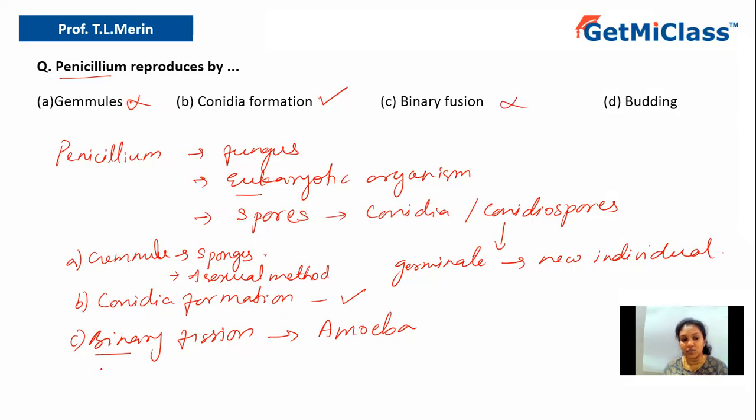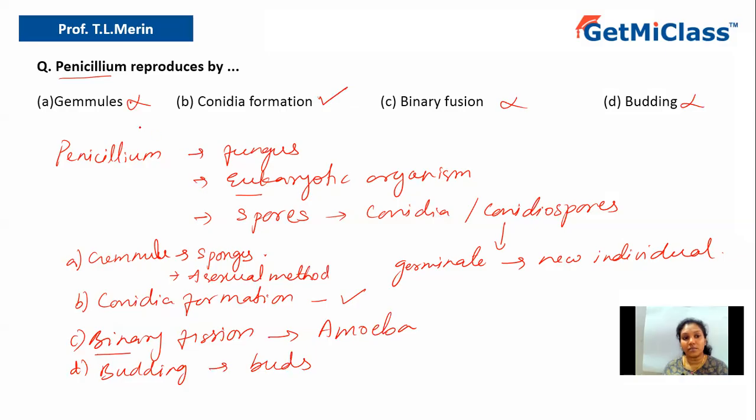Option D says budding. So what do you understand by budding? Budding is a process where tiny outgrowths called buds are formed, and these have the capacity to transform into a new individual. This again is a type of asexual mode of reproduction. Even binary fission is asexual, but budding doesn't occur in penicillium. Of course, there is a fungus called yeast where budding occurs, but not in penicillium. So option D is also ruled out.